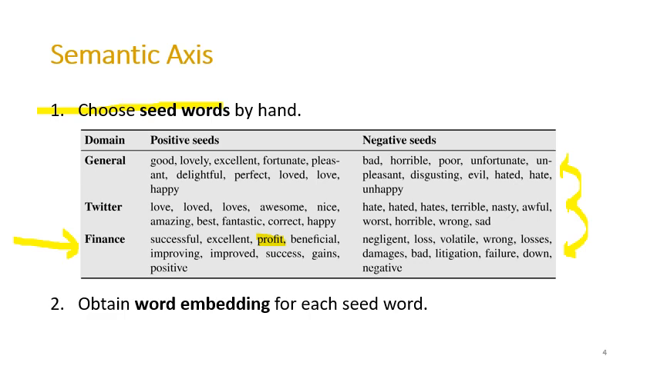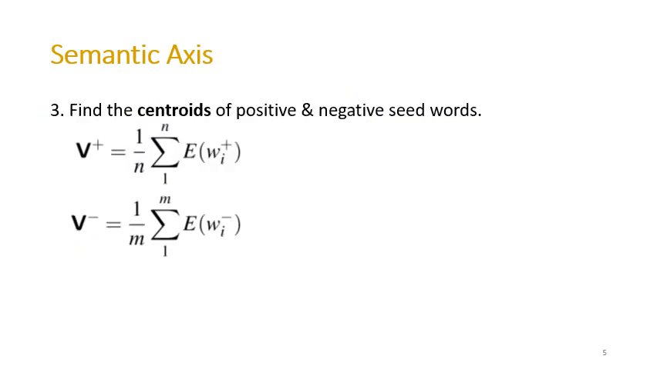And then the second step, you obtain a word embedding for each seed word. You can use, for example, word2vec to get the vector representation of each word in the seed word set. Now that we have the word embedding for every seed word, we can find the centroid of the positive seed words and the centroid of the negative seed words. Centroid here simply means you find the mean or average of all the vectors in the positive seed words and all the vectors for the negative seed words.